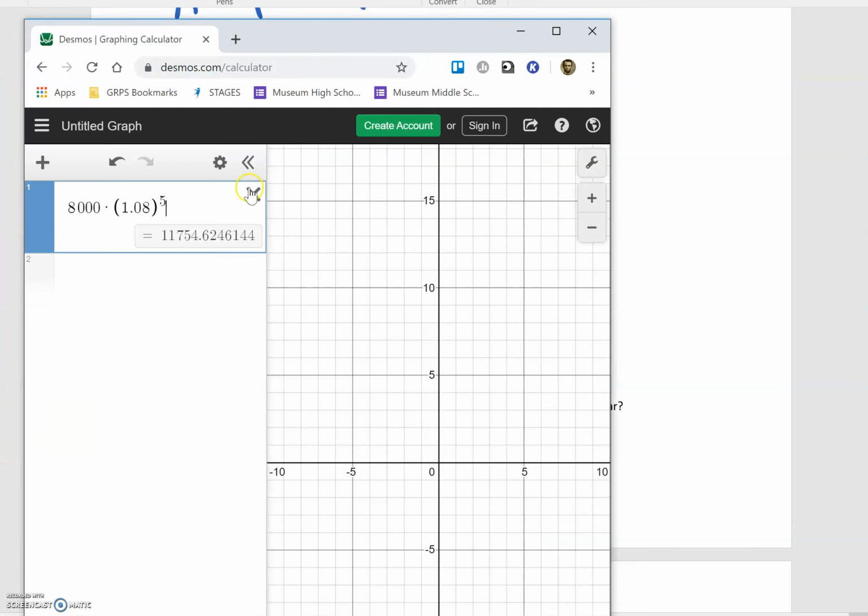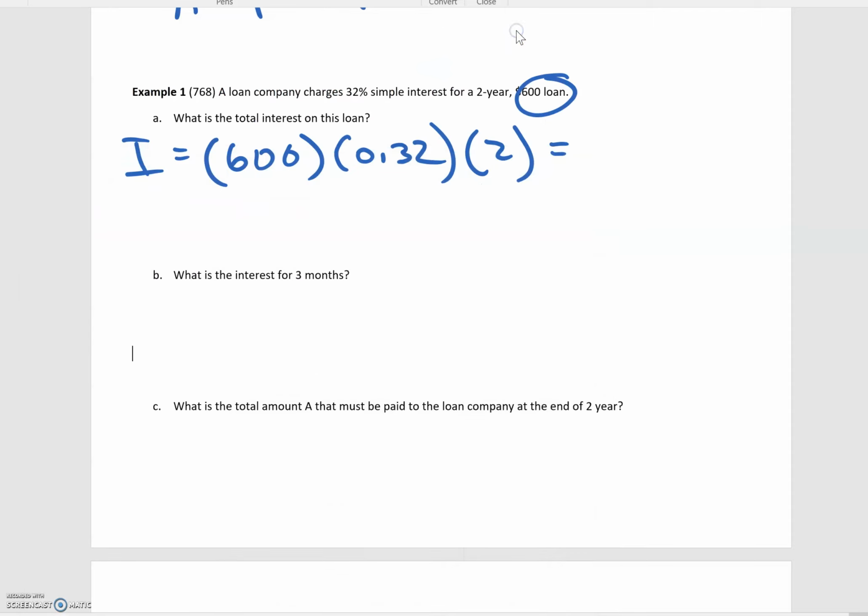Let's get rid of these first. So $600 principal, 32% interest over 2 years is going to create a $384 amount for interest.